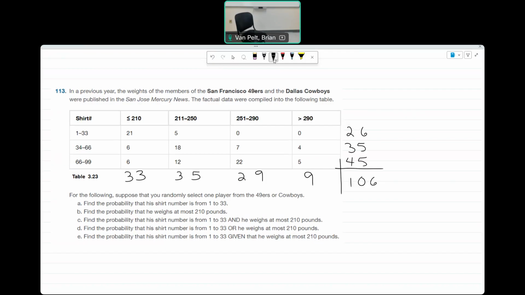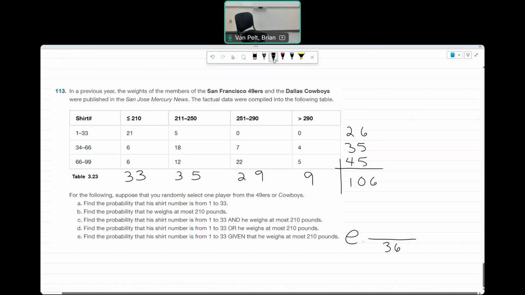So part E, we're discussing here, given that they weigh at most 210 pounds. So what's my denominator to be on part E? At most 210 pounds, that's right here, 33. So the denominator would be 33.